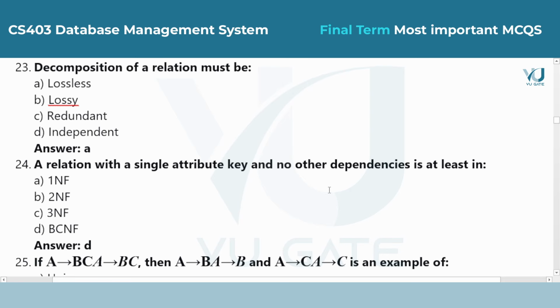Question 23. Decomposition of a relation must be. Answer is option A, lossless. When you break a table into two, you must be able to join them back perfectly. If you lose data or create fake rows during the join, it is a bad design.